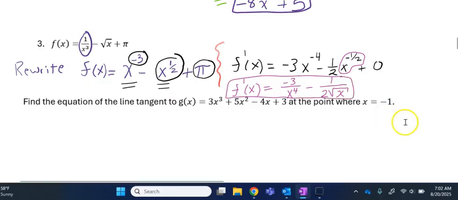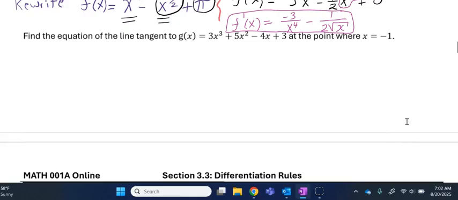All right, why don't you pause the video and try this next one that actually asks you to find the equation of the tangent line, which we've done before, at the point where x equals -1. All right, if you took a stab at that, let's see what we need. So the first thing we need is an actual full point, and this is where x is -1. So I'm just going to plug that value into the function.